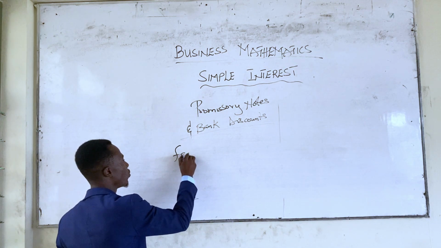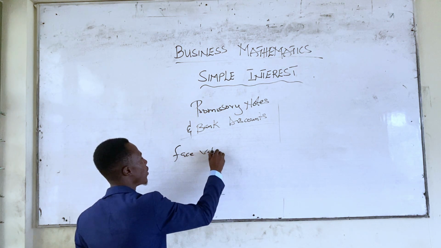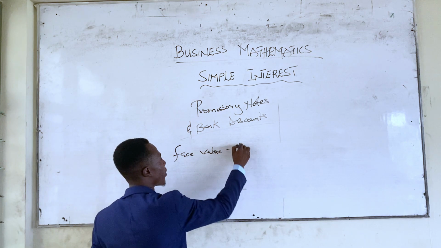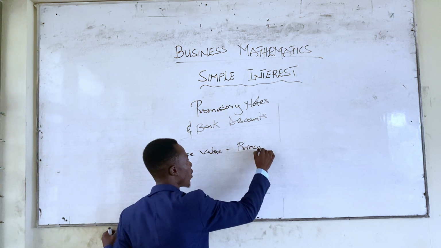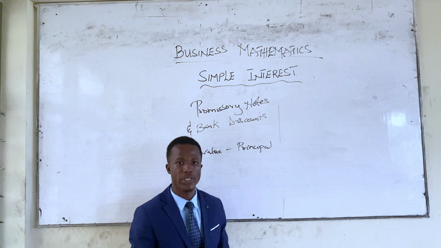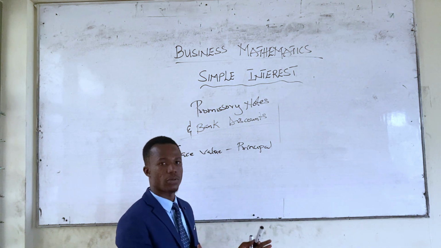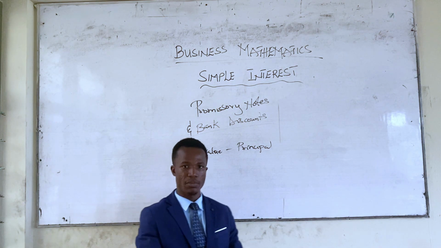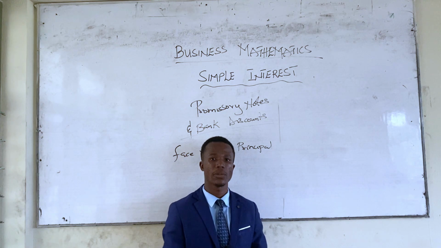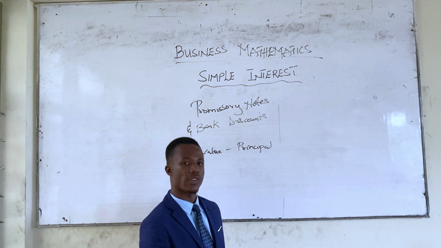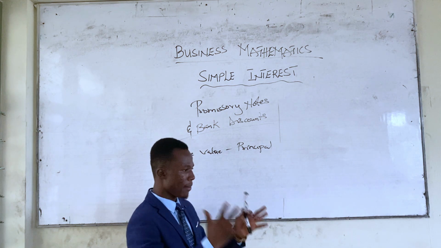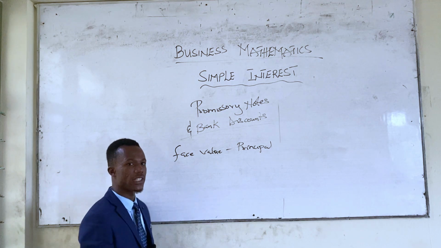The face value is talking about the principal, the amount stated in the promissory note. So when you give me the promissory note, the principal, the amount or the monetary value of the item that you took, the amount there is what we call the face value.